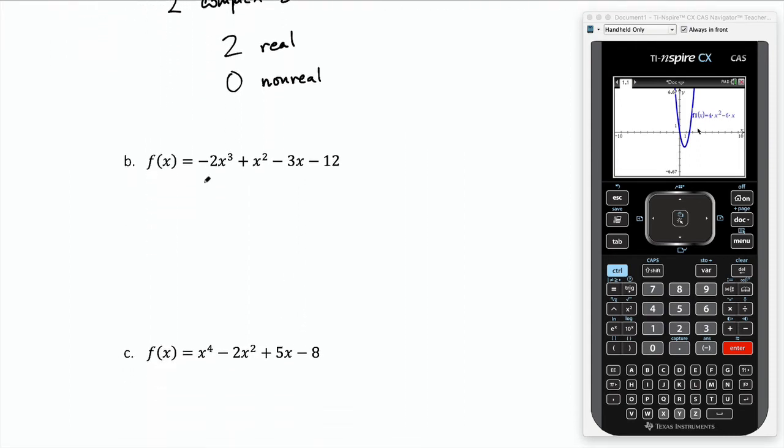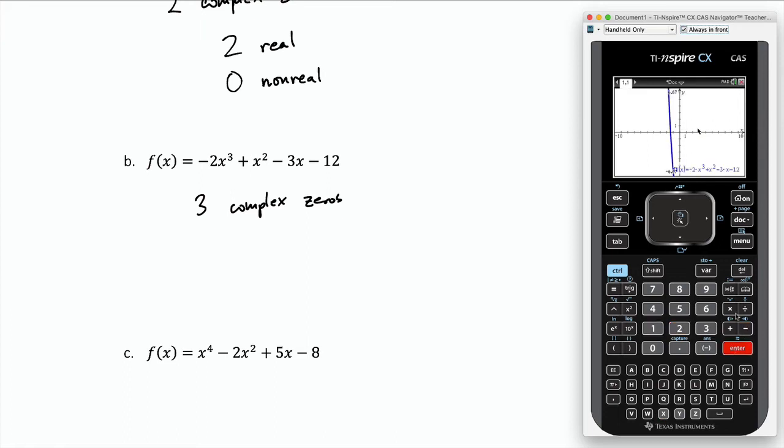For part B, we look at our degree. The degree is 3, so there are 3 complex zeros. And then we can graph it. So let's go ahead and just get rid of what we had there and graph this. Negative 2x cubed plus x squared minus 3x minus 12.